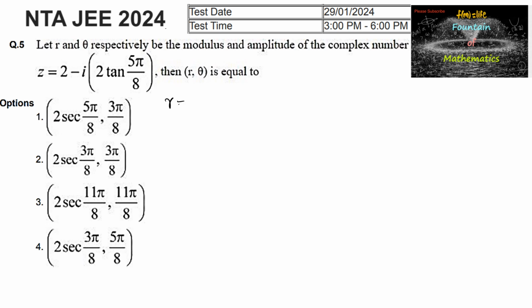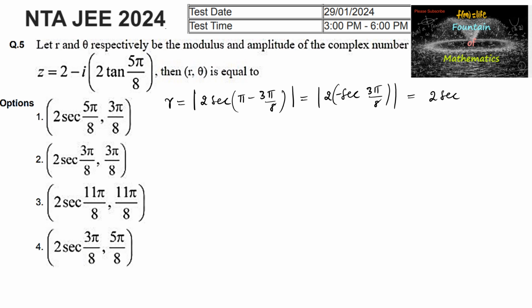So r can also be written, r is equal to mod 2 secant of 5 pi by 8, we can write pi minus 3 pi by 8, which is equal to 2 times secant of pi minus theta is minus secant theta, so minus secant 3 pi by 8. Since r cannot be negative, we will consider the positive 2 secant 3 pi by 8. So this is the value of r, and also we know that tan theta is equal to y upon x.